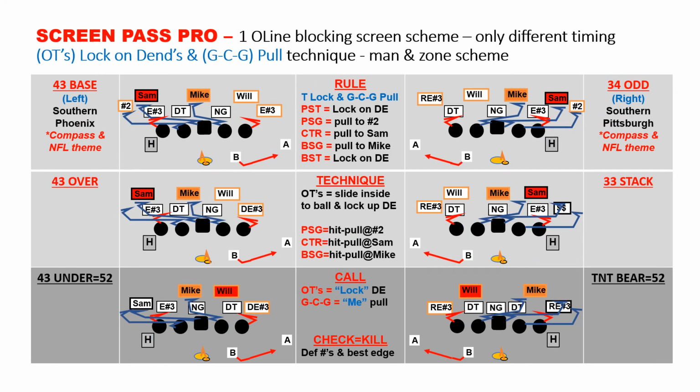With our screen pass pro, we use one blocking scheme, just change the timing of it. With all of our screens, the tackles will be big on big or lock on their defensive ends. The guards are the pullers and the center is a puller. So the play side guard will pull flat, a J path to the number 2 defender from the outside. The center will pull flat to the sandbacker, and the backside guard pulls flat and J path to the Mike.